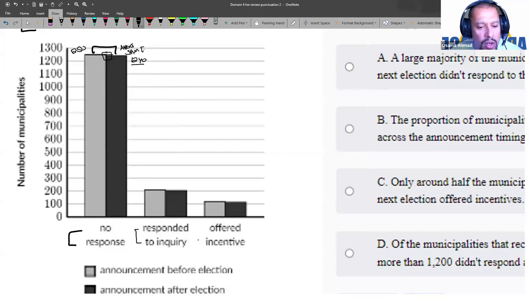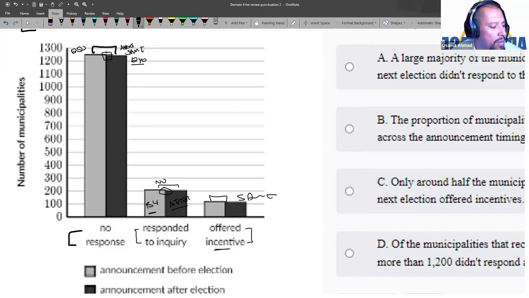Look at responded to inquiry. Is there a big difference between before election and after election? No, there is no difference. Again, yes, before election is slightly higher, but when reading data and you see such a small difference, we say they're about the same. What about offered incentives, like offered gifts or money, before and after the election? They are about the same.